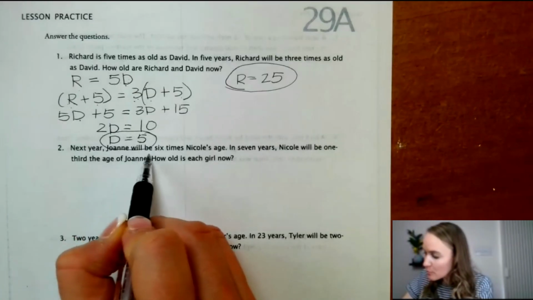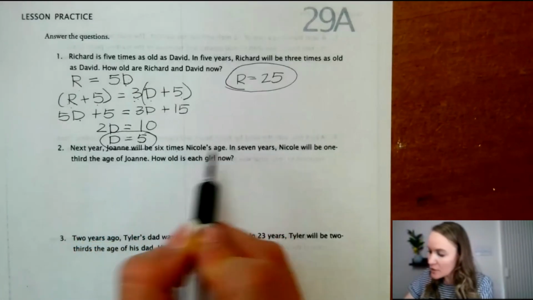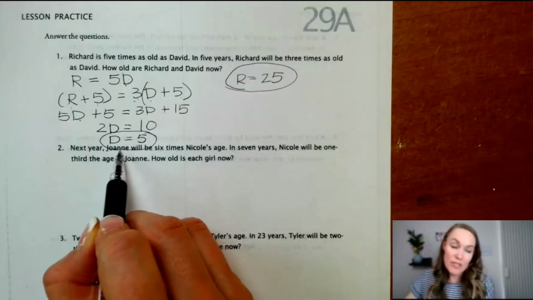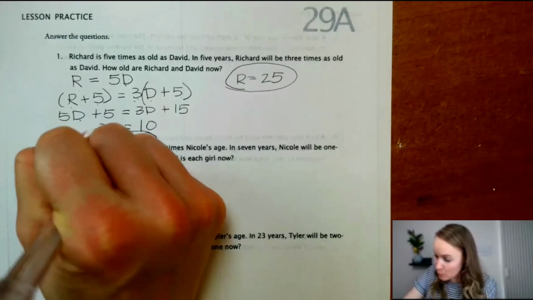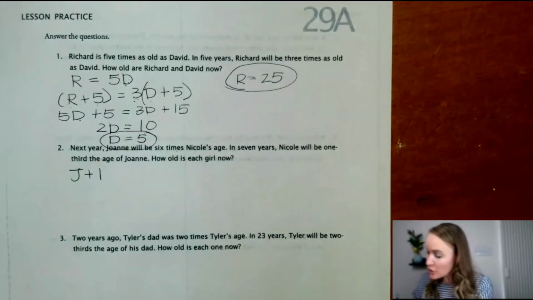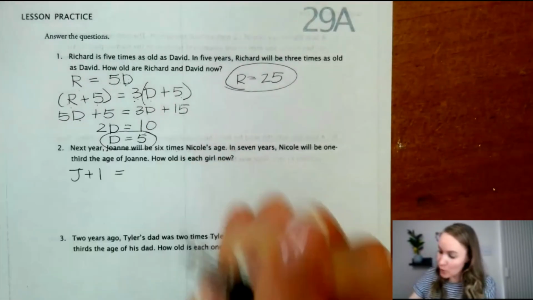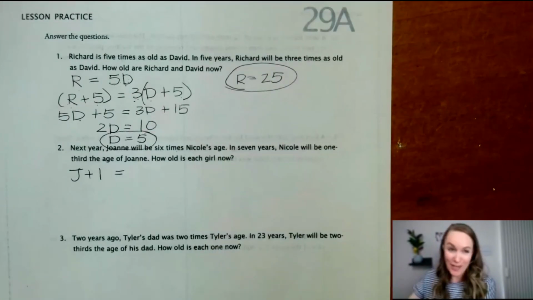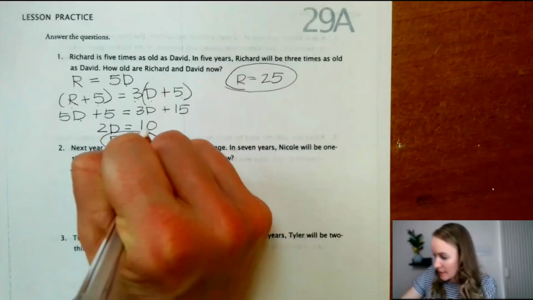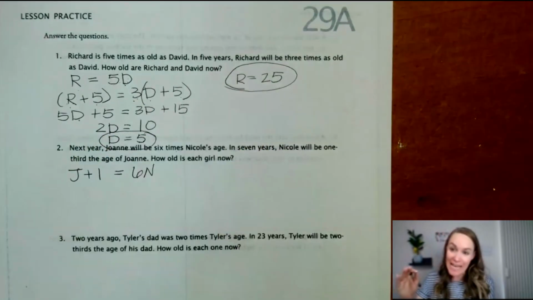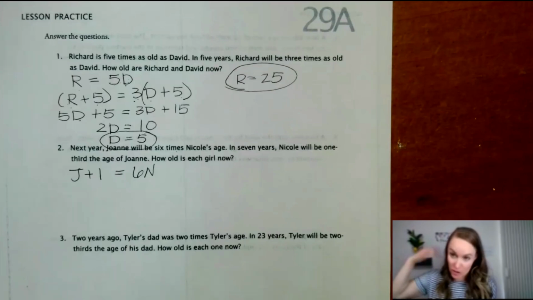Next year, Joanne will be 6 times Nicole's age. So that's next year, so next year Joanne will be j plus 1, her age plus 1. Next year, Joanne will equal 6 times Nicole's age. So 6n. But that's not just n, because it's next year. So it's next year for Nicole as well.